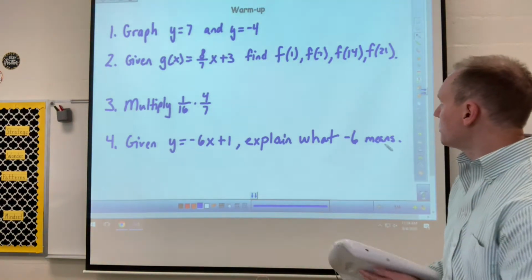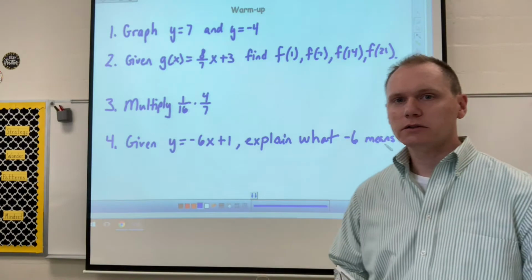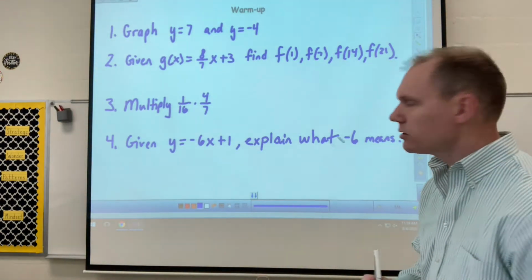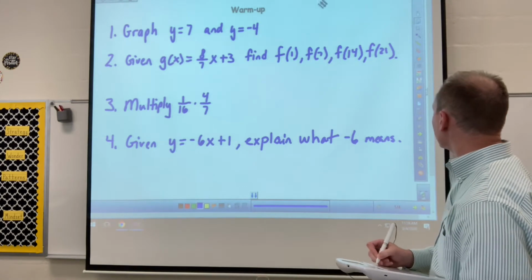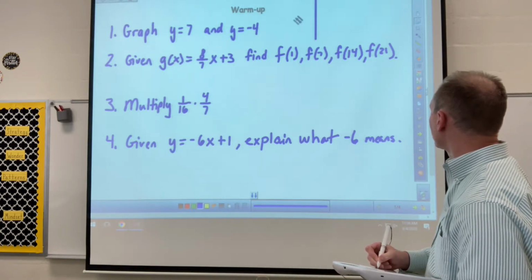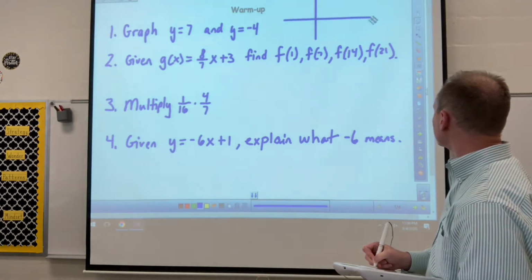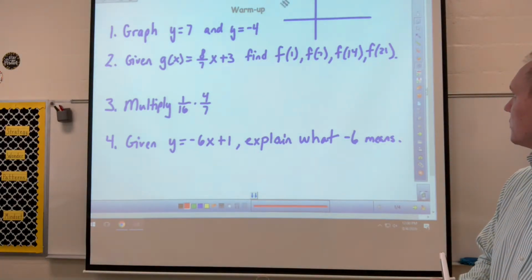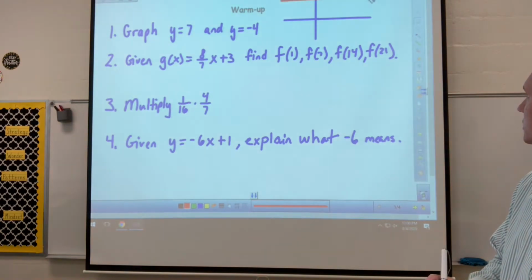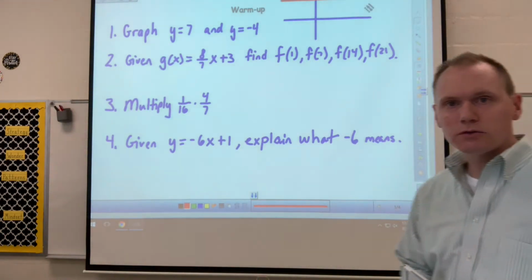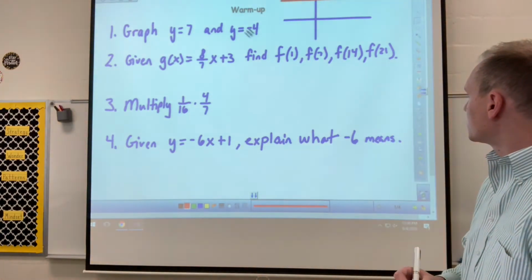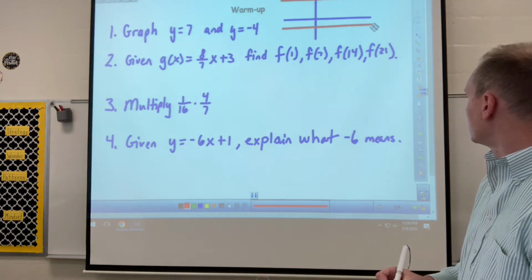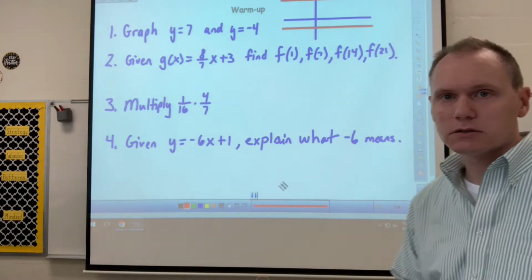Okay, so in number 1, we have 2 lines here. Both are y equals a particular number, and I'll just do a rough sketch here real quick. Here, y equals 7 will be at 7. It'll be a horizontal line up here, parallel to the x-axis. And then, of course, y equals -4 will be down here, same thing, parallel to the x-axis, down here at -4.